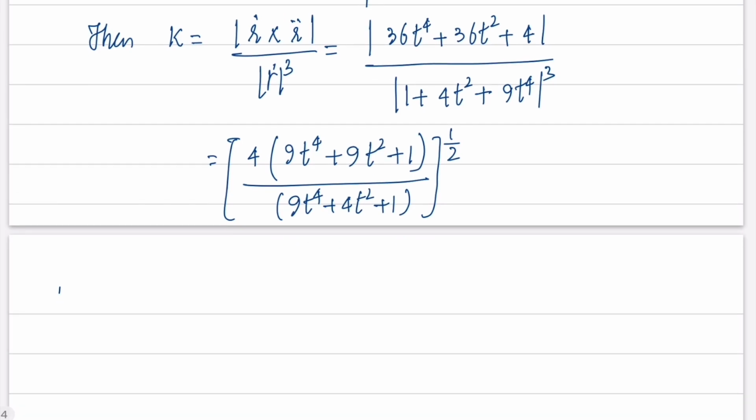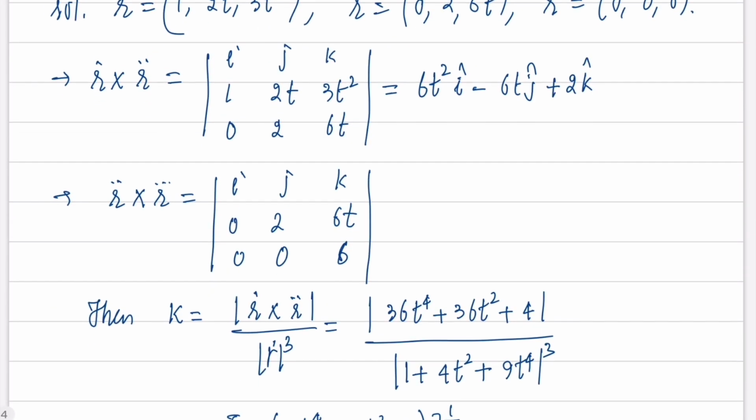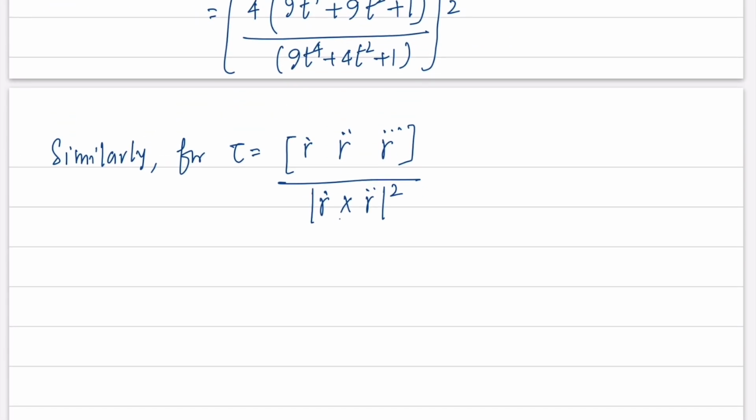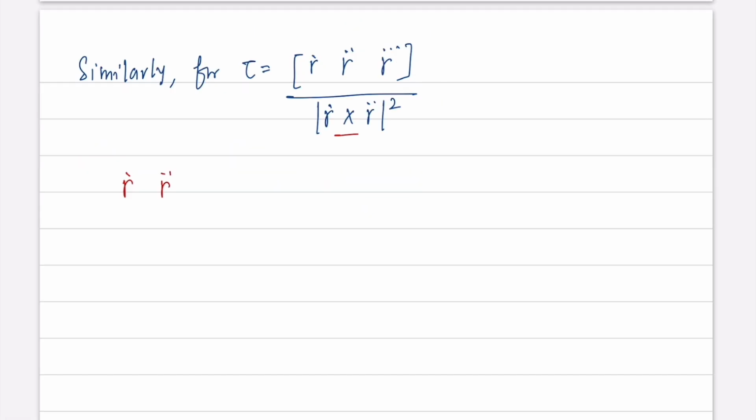Similarly, we can define the torsion. For torsion, we have the scalar triple product of r dot, r double dot, r triple dot, divided by the modulus of r dot cross r double dot, squared. Now this denominator is already calculated in the previous step. We need to evaluate this scalar triple product in the numerator, that is the product r dot, r double dot, r triple dot.